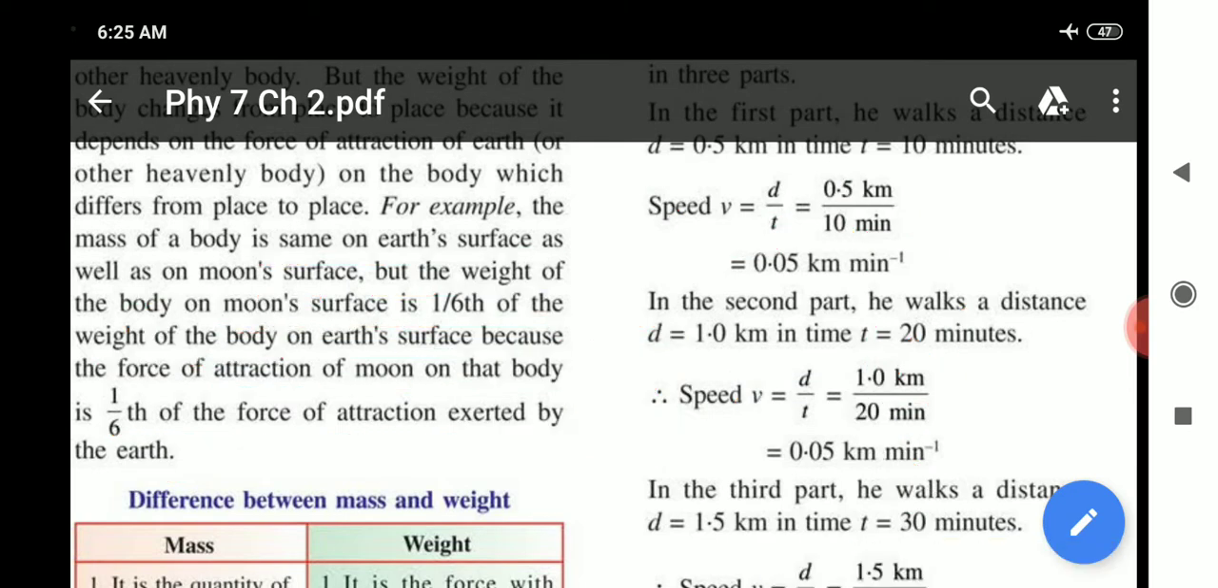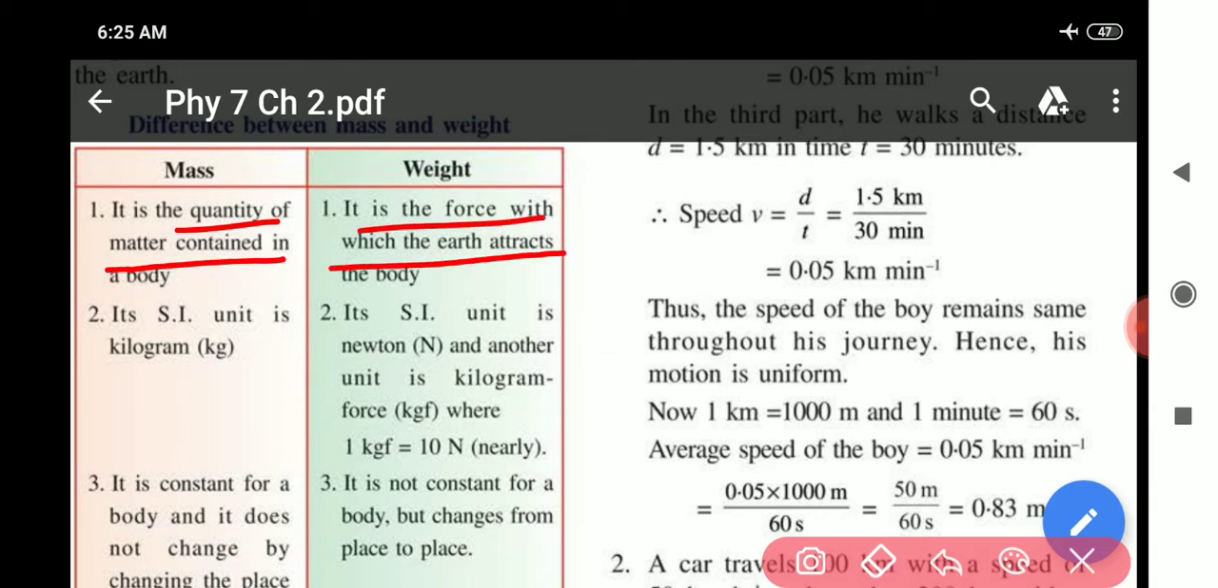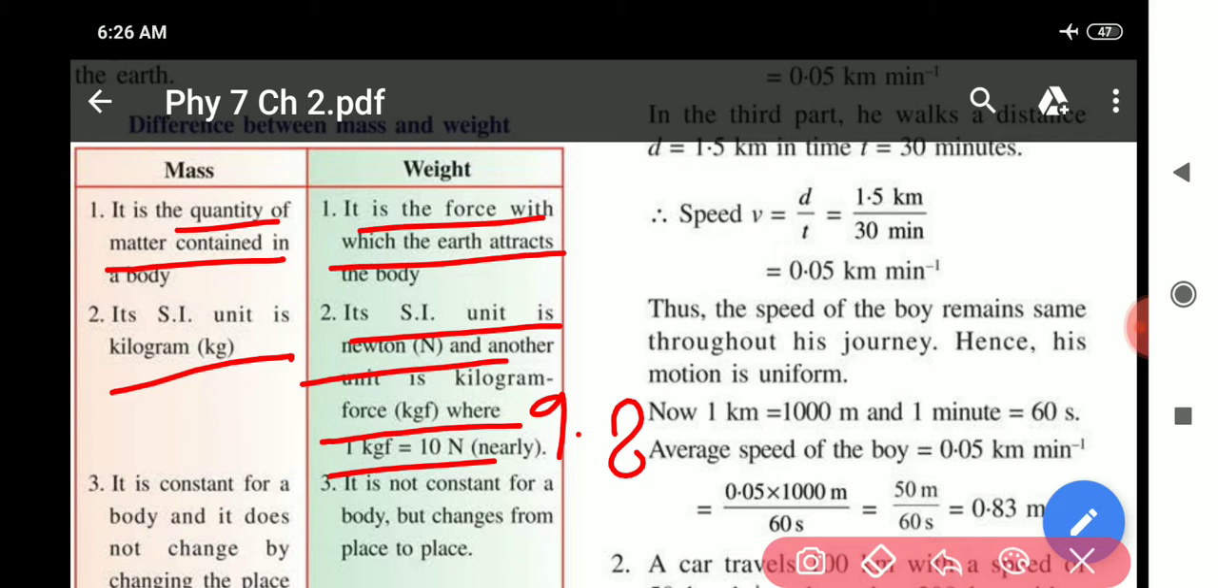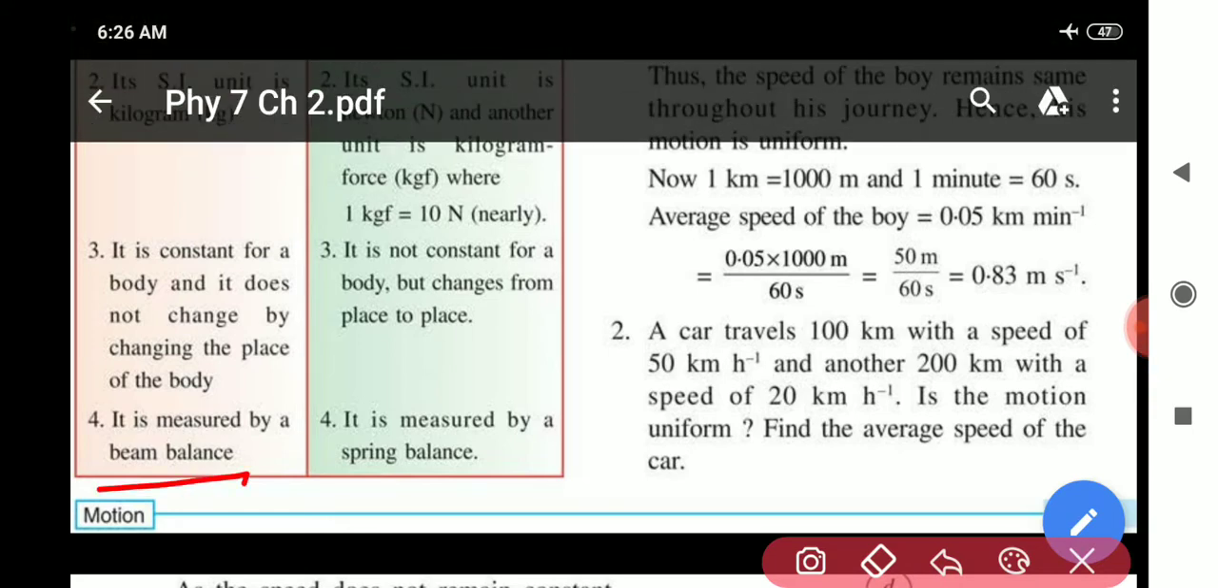Now the difference between mass and weight is given. Mass is the quantity of matter contained in a body, and weight is the force with which the earth attracts the body towards it. The SI unit of mass is kilogram, and the SI unit of weight is Newton; another unit is kilogram force. 1 kilogram force equals 10 Newton nearly, or 9.8 Newton. Mass is constant for a body and does not change. Weight is not constant but changes from place to place. Mass is measured by a beam balance and weight is measured by a spring balance.